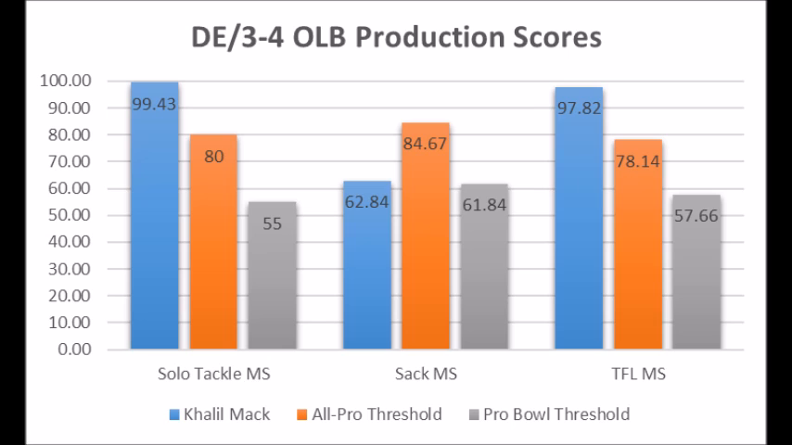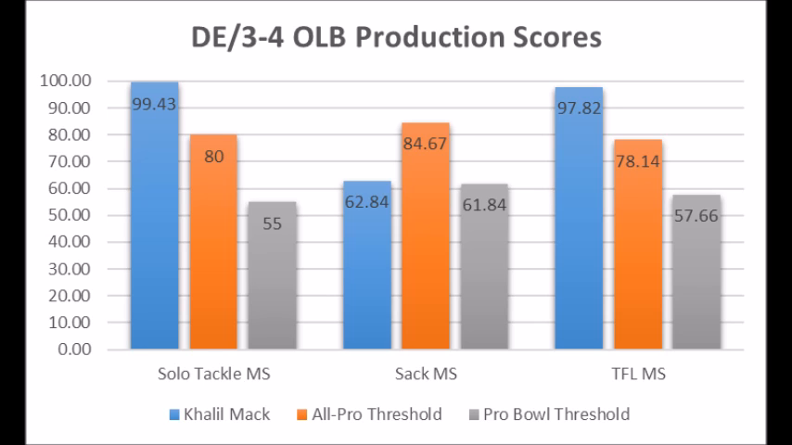So Khalil Mack didn't necessarily hit that mark, but some of that may have to do with the fact that at Buffalo he was playing a position that was not exactly a full-time pass rusher. He was more of a Sam linebacker-ish kind of position, which may have influenced it because he had extremely high solo tackle market share. In fact, if he was a linebacker, he would have hit the Pro Bowl threshold for linebackers in terms of his solo tackle market share at Buffalo. So he was very high-end in solo tackle market share and in tackle for loss market share, which are very good.